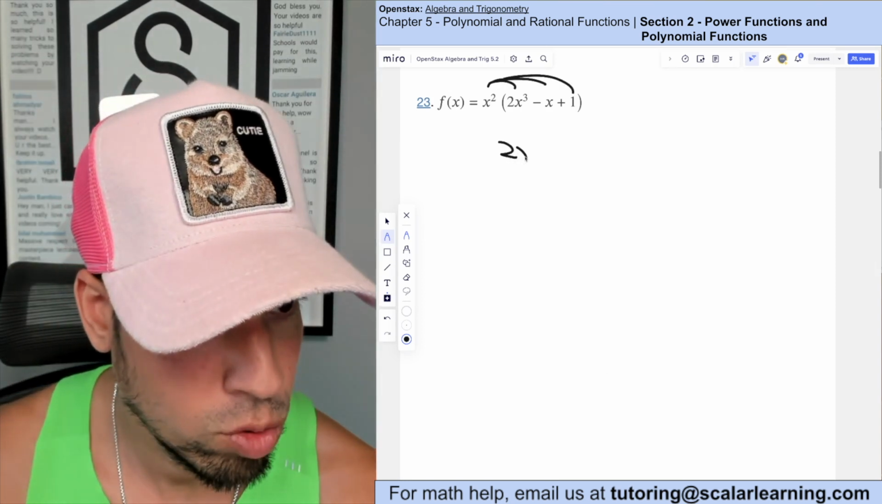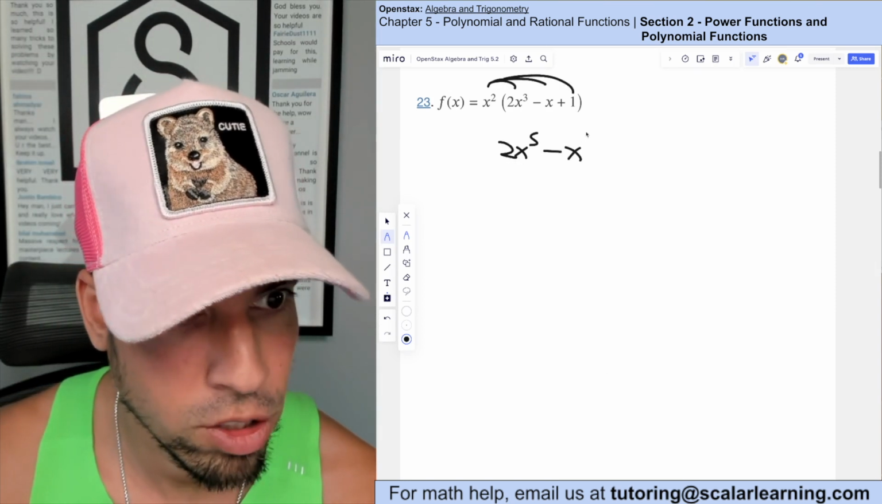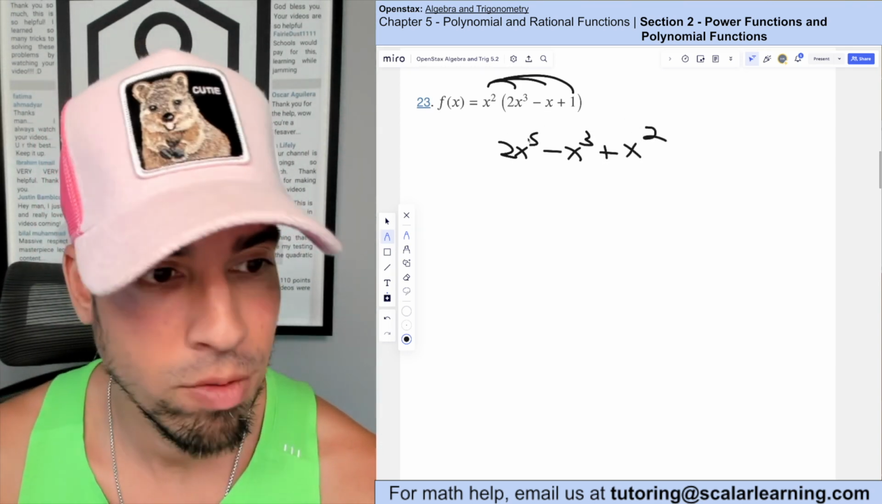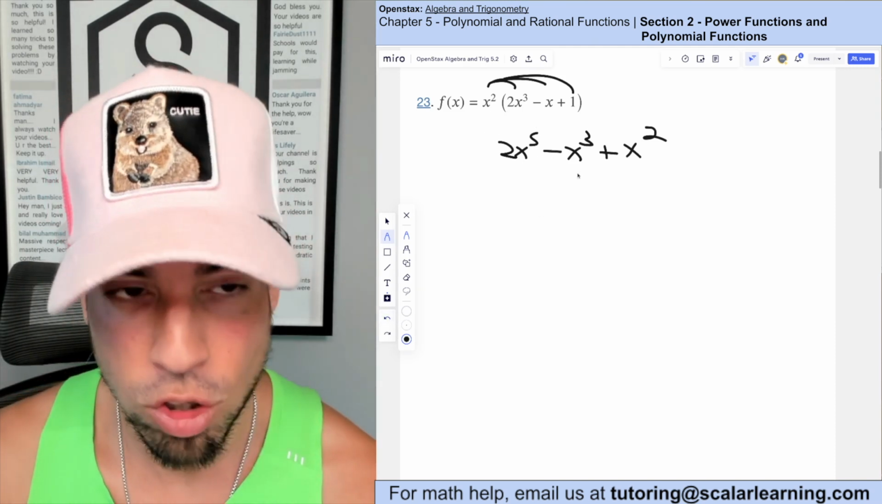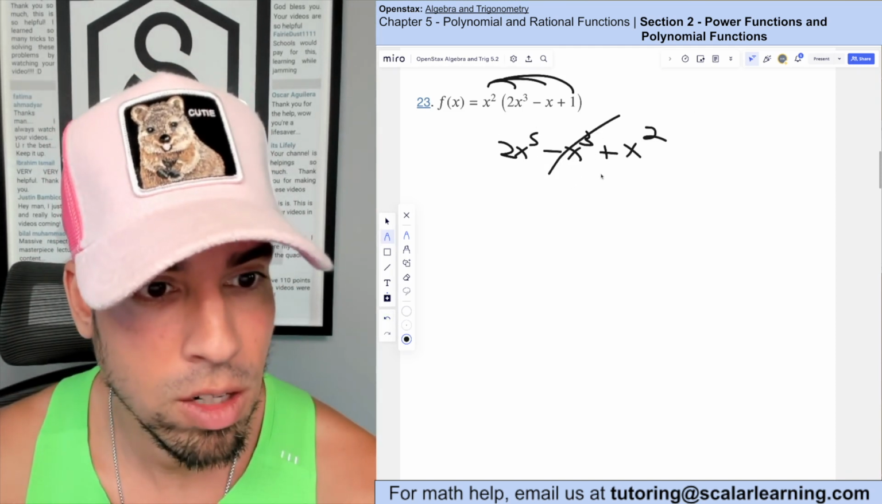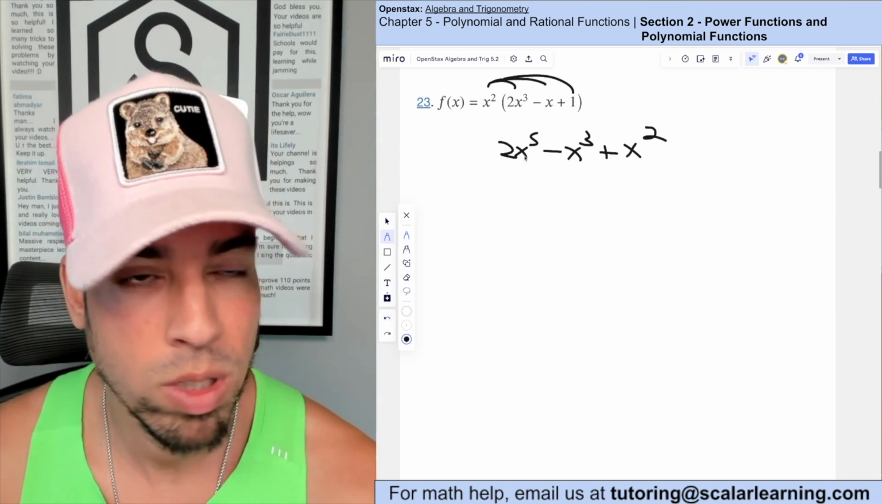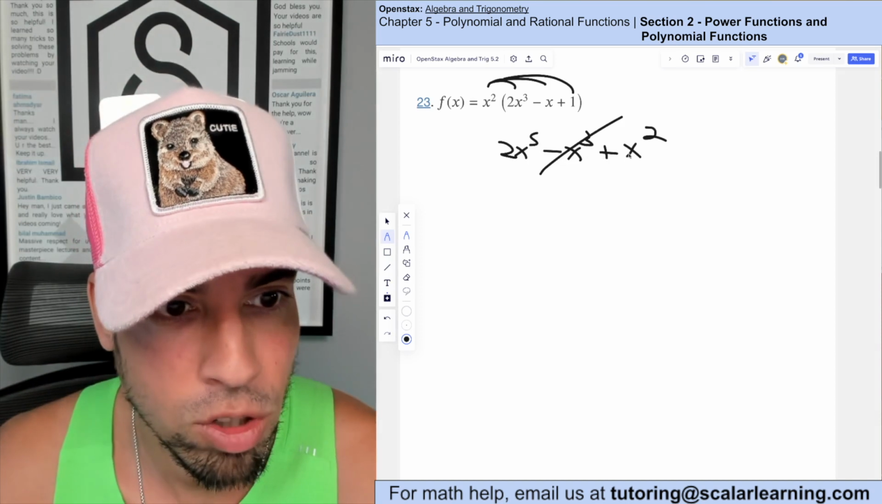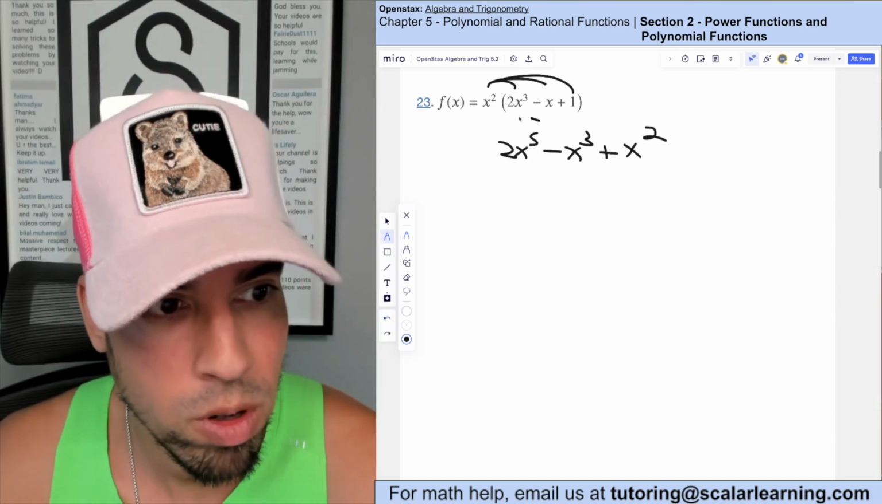For this one, we're going to start by distributing and simplifying. So we're going to have 2x to the fifth minus x cubed plus x squared. Now, when we're trying to determine end behavior, we really only care about that leading term. And the reason why is because as x gets really, really big, these kind of don't matter so much. As x gets really, really small, meaning negative 100, negative 1,000, negative a million, again, these are kind of dwarfs. So we're just worried about this.